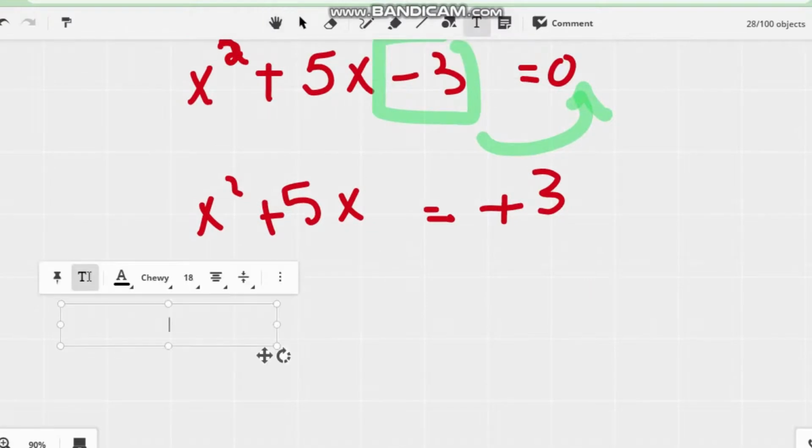Step number 2, divide. Add both sides the (b divided by 2) squared. B divided by 2, squared, on both sides.